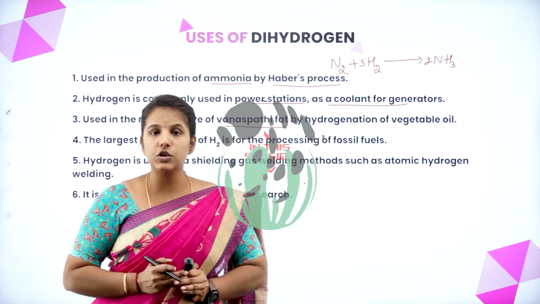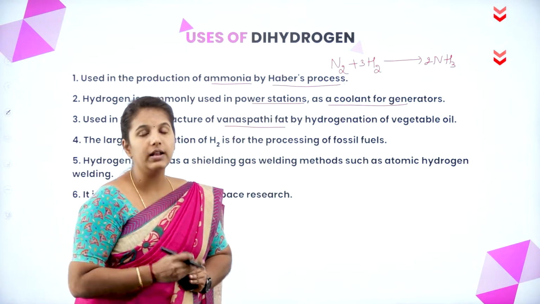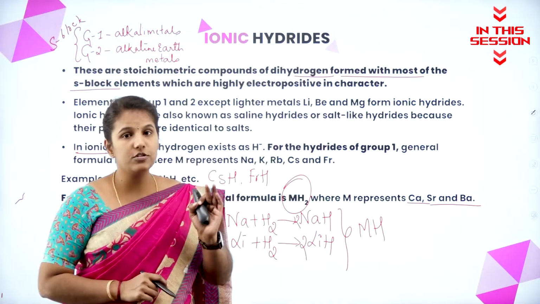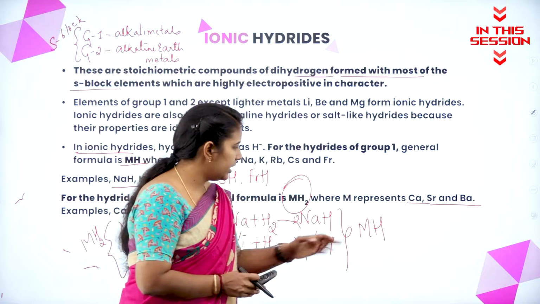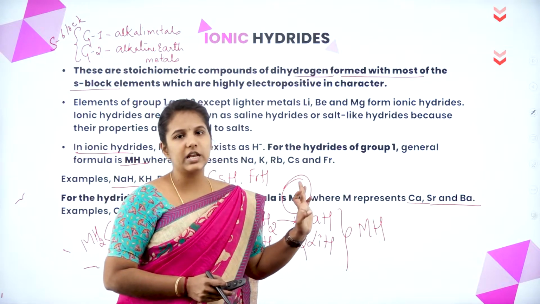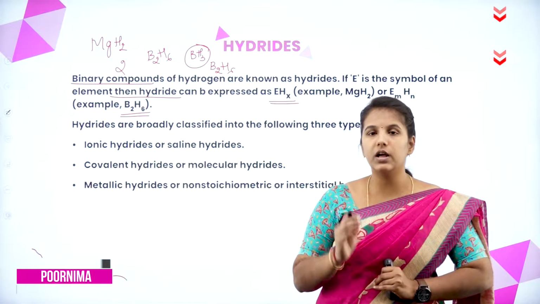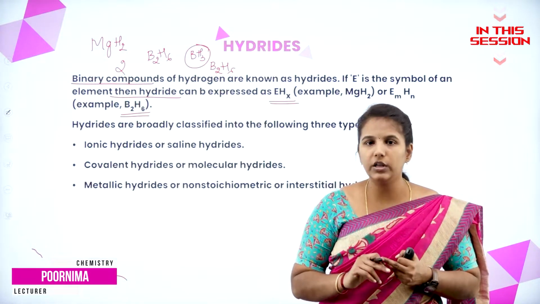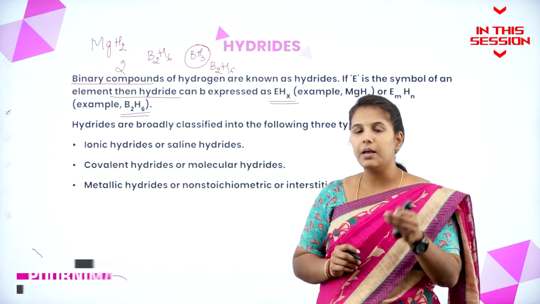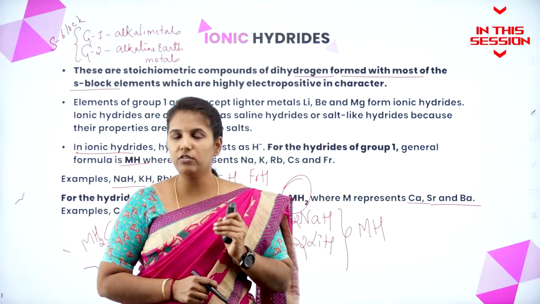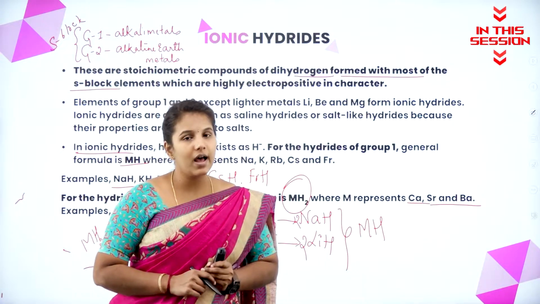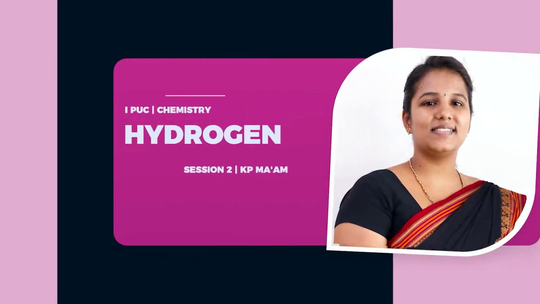Hydrogen will also be used in the production of fat, where the oil is allowed to react with hydrogen. For the group 1 elements, the general formula is MH, where M stands for metal and H stands for hydrogen. There are 3 types of hydrides: ionic hydrides, covalent hydrides, and lastly metallic hydrides. When dihydrogen reacts with s-block elements, they form ionic hydrides.